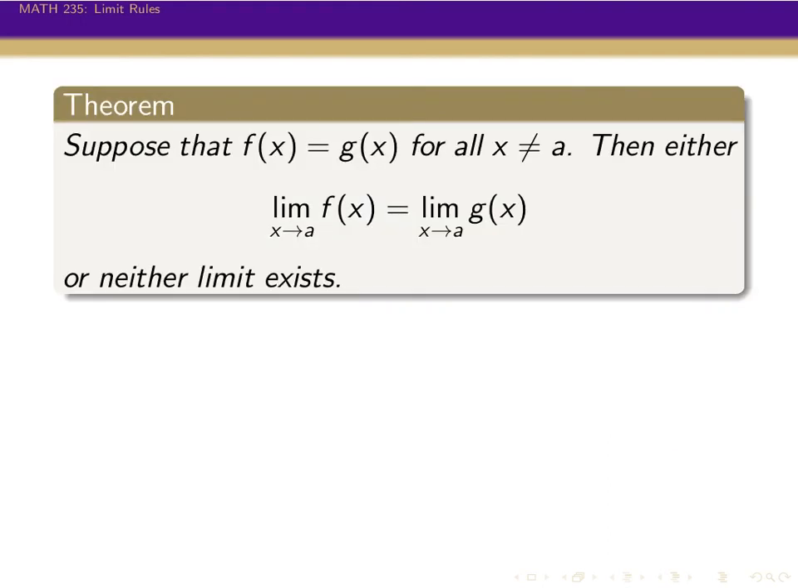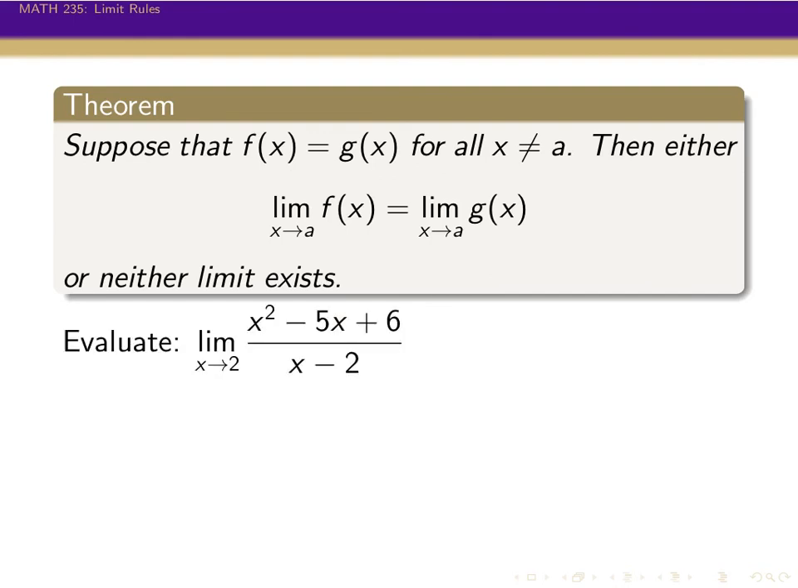Okay, one more really important rule, and it's so important I'm going to put it up there as a theorem. In this rule, we're going to suppose that we have two functions, f of x and g of x, and that they're equal everywhere except when x is equal to a. So perhaps f of x is not defined at a, but g of x is. And so then there's two possibilities. Either their limits as they approach a are the same, they're equal to each other, or neither limit exists. They both don't exist as x goes to a. Okay, and so this theorem is what's going to allow us to work out limits with rational functions.